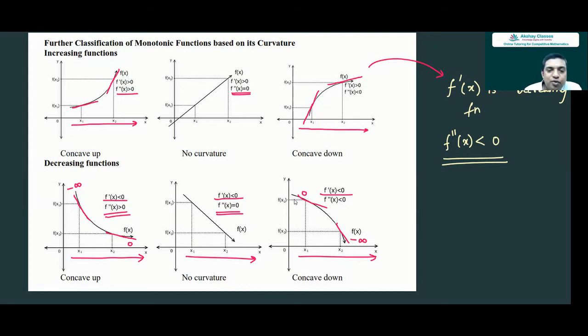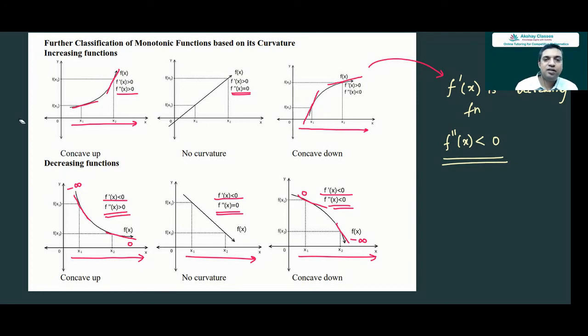So when you move from left to right, the values are changing from, say, minus 2, minus 3, minus 5, minus 10, minus 100, and so on. So the values are decreasing. So f dash x is a decreasing function. So f double dash x will be negative. This is the conceptual understanding of why second derivative is greater than 0 or less than 0.